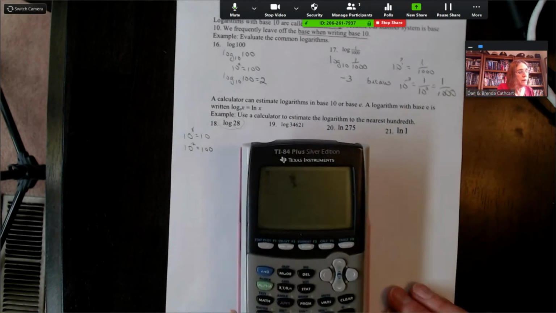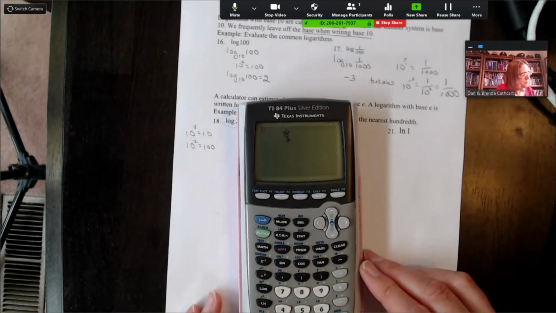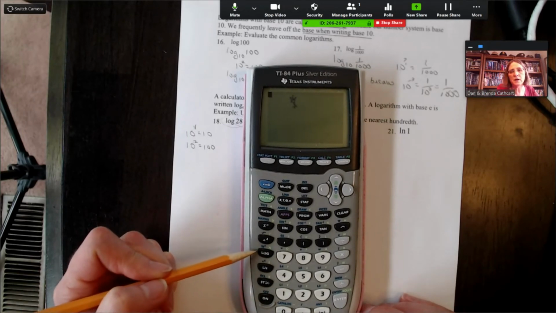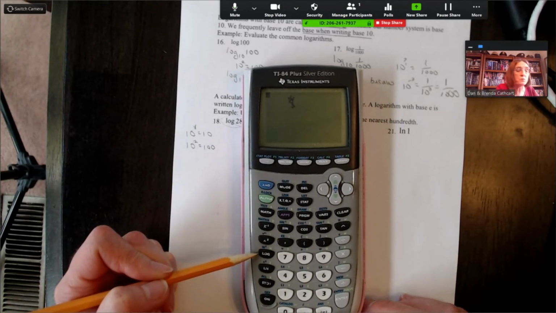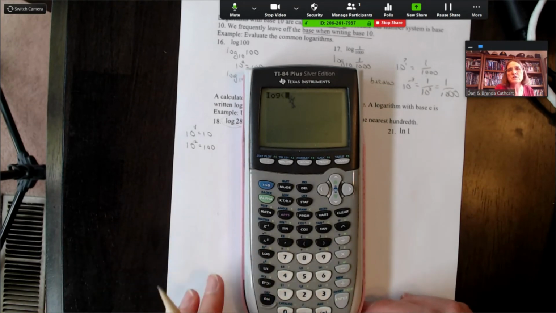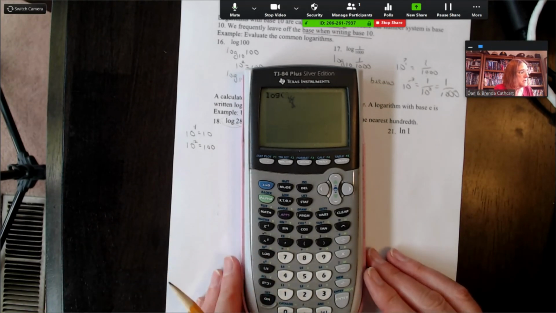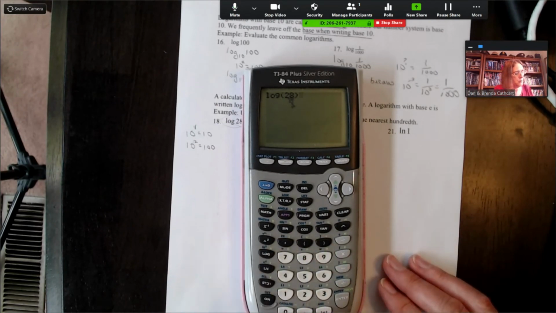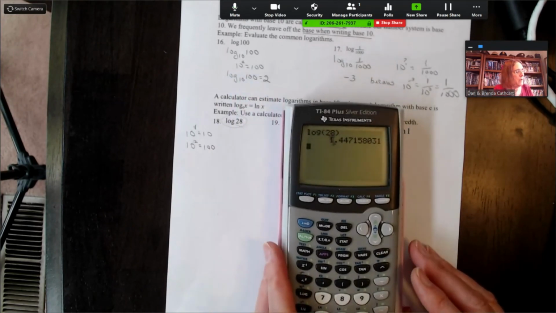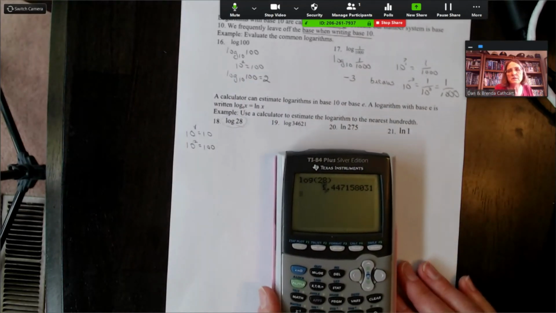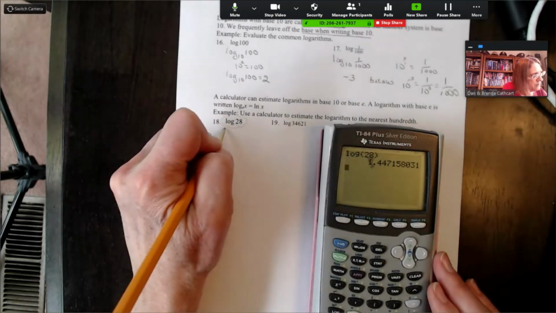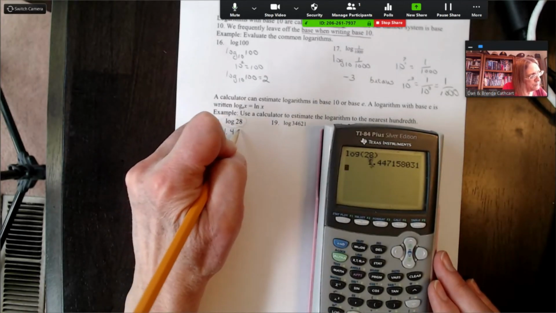Let's go to our calculator. We have our calculator screen here. The button for logarithm is on our left-hand side. It says log. This one is always the common log. It's base 10. So when we push this button, it's telling us we're doing a base 10. And if I want log of 28, I just put that in. And we want to evaluate this to the nearest hundredth. So to the nearest hundredth, this value is 1.45.